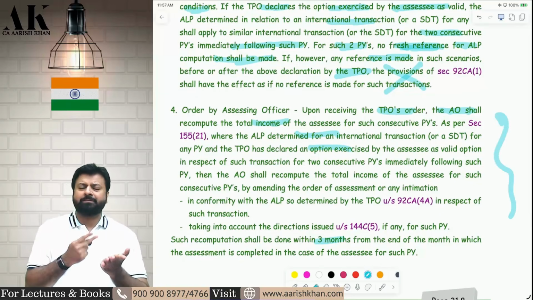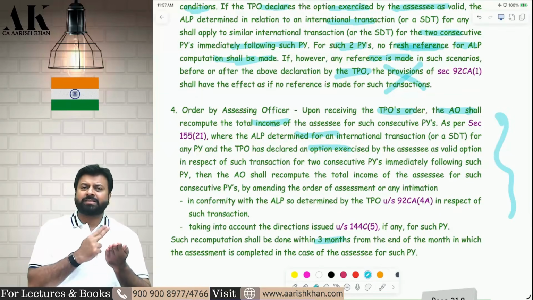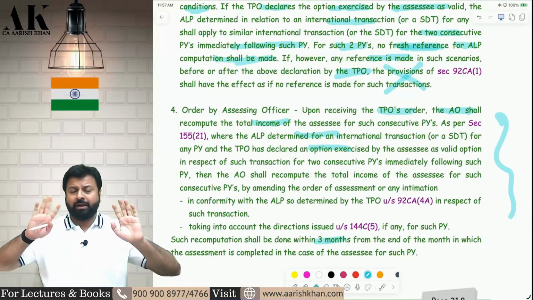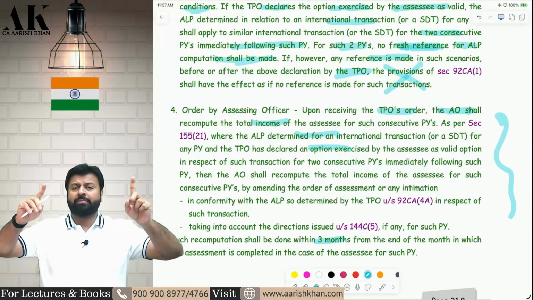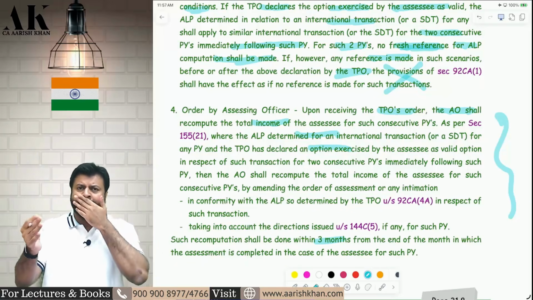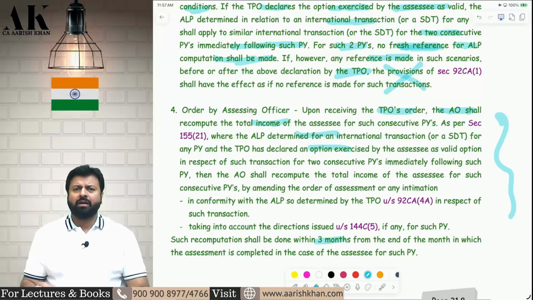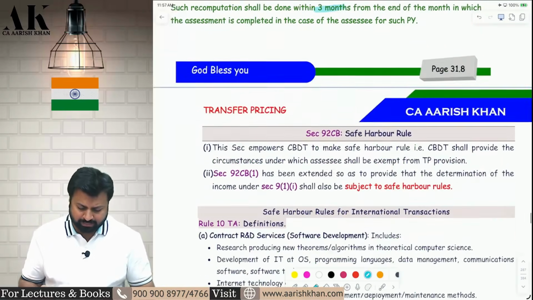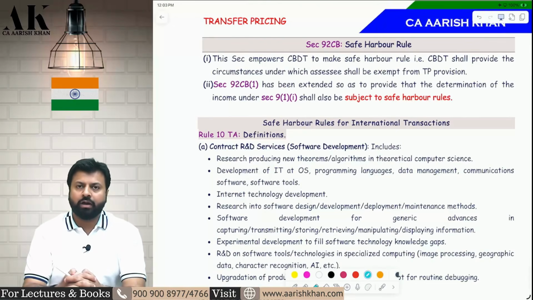So the rule is very simple. Whatever the TPO has said for the current year, you have an option. Department does not have an option. Assessee has an option to tell the department, please apply for the next 2 years. For that, you have to fill a form. Once you fill the form, the TPO will pass an order within 1 month, declare your application as valid for the next 2 years. And then for the next 2 years, no fresh reference will be made by the AO to TPO. I hope it is clear to all of you. So let's go ahead with the next part now.